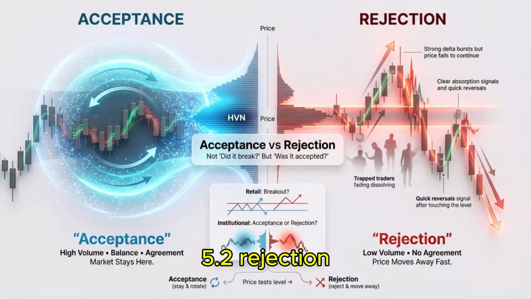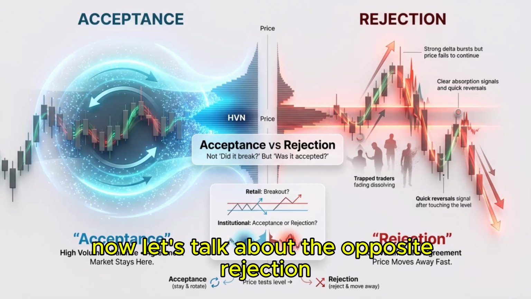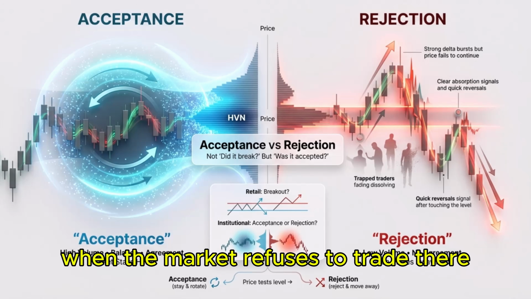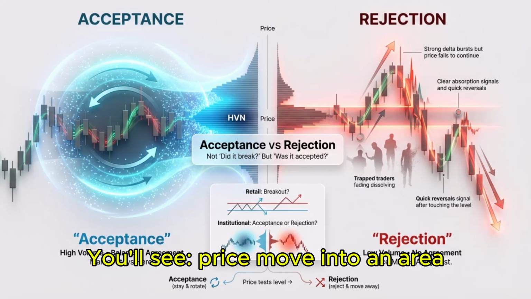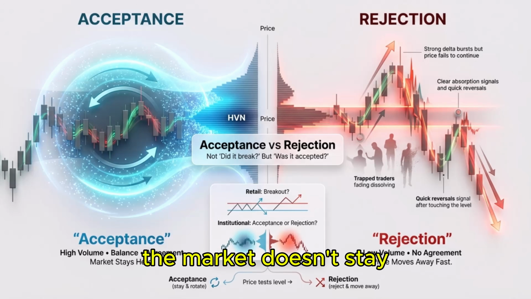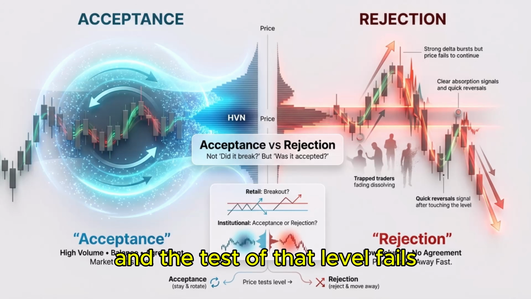5.2 Rejection. Now let's talk about the opposite, rejection. A price level is rejected when the market refuses to trade there. You'll see price move into an area and then quickly leave. Very little volume is built. The market doesn't stay, and the test of that level fails.